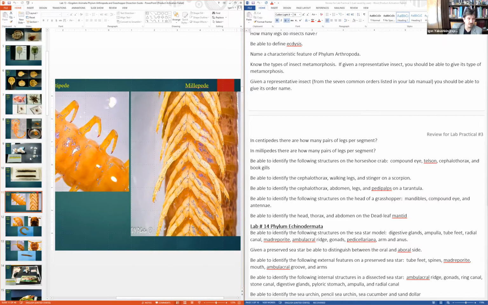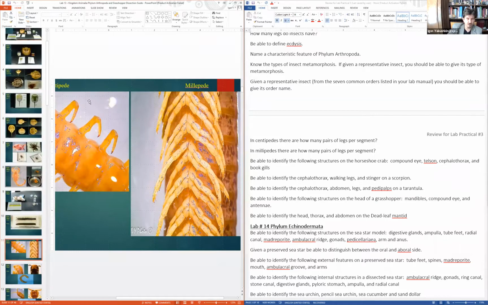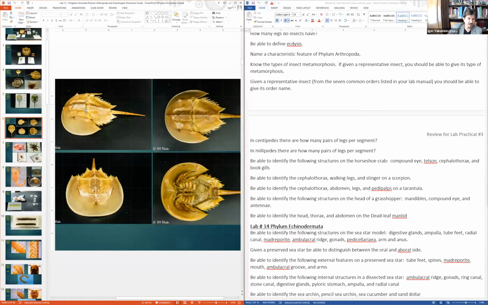Identify the following structures on a horseshoe crab. Horseshoe crab, the cephalothorax, technically prosoma, the abdomen, opisthosoma, and the telson, that's the telson, not a stinger. Now the eyes and the book gills right here, and that's the walking leg.